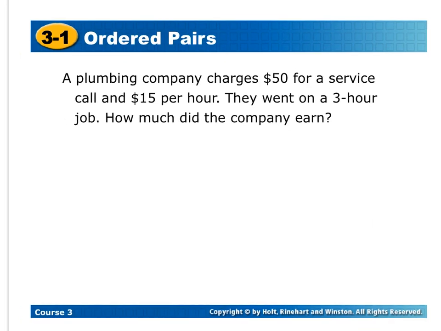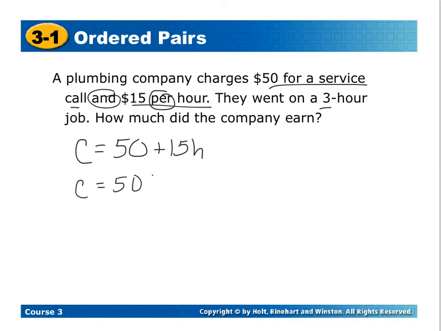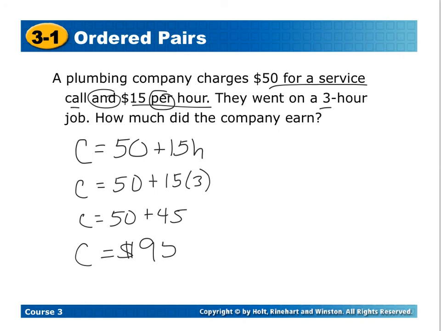So if we write an equation, we have the $50 for a service call and $15 per hour. Whenever you see that per, that typically is the spot where you're going to see any multiplication. So the total charge is going to equal $50 just for them to come out plus an additional $15 per hour. So if it's a 3-hour call, we're going to have C equals 50 plus 15 times 3. So it becomes 50 plus 45. So in the end, the company would earn $95.